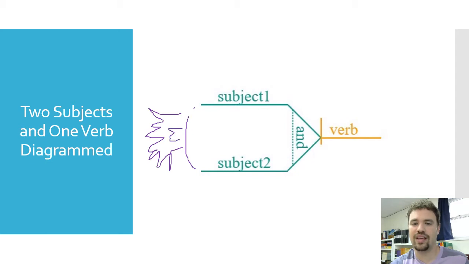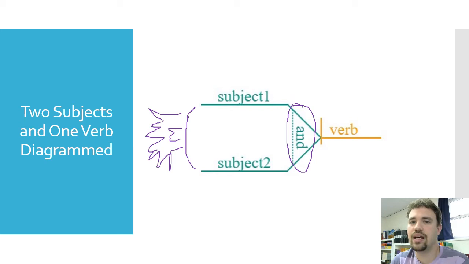All right, you get the idea. So when you have more than one subject for a single verb, you're going to create this rocket ship shape. And you are going to put the first subject on the top line and the second subject on the bottom line. And you're going to connect them with this dotted line here. And on the dotted line, you're going to put the conjunction that joins the two subjects, usually and.